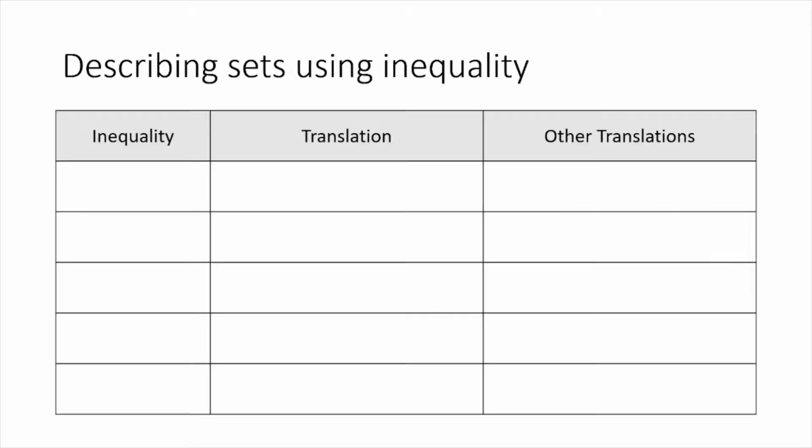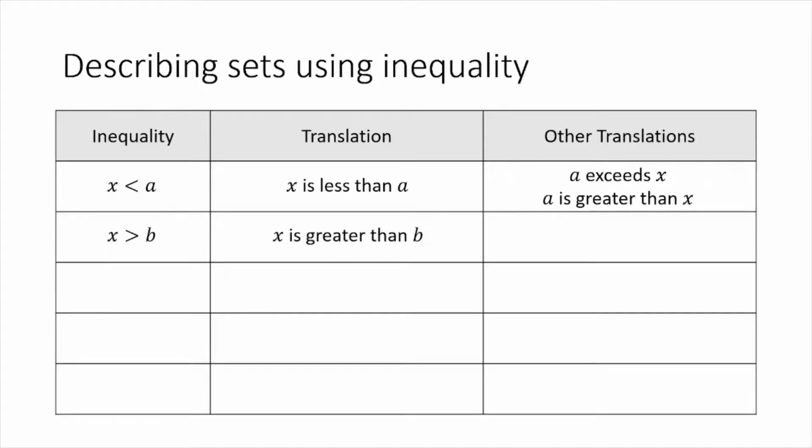So first one, we have X is less than A. We can also say A exceeds X, so it's just the opposite, right? Or we can also say A is more than X, or A is greater than X, right? Now let's have X is greater than B. Here we can also say X exceeds B, or the opposite, B is less than X, right?